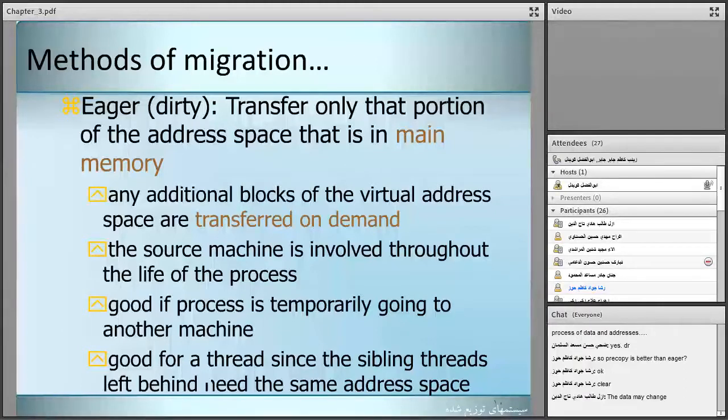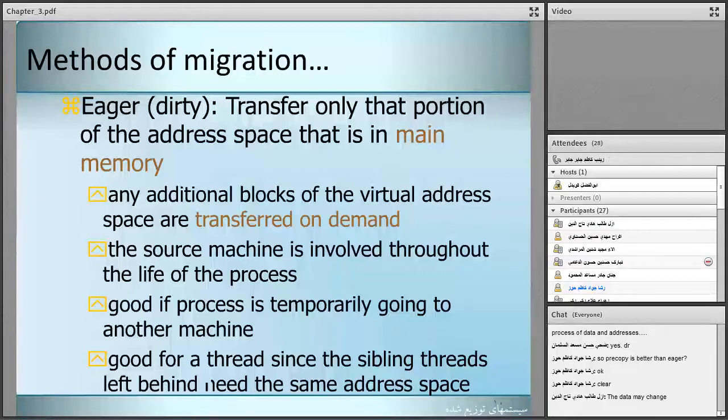In the previous method, pre-copy, we make a copy of all things of the process. All things, okay? But when I say all things, I exactly mean that all things, all data stored in main memory and on hard disk. You know, when a process is under execution, its data may be in main memory or maybe on hard disk. So in the previous method, we transfer all the data, both those data which is in main memory and those data which is stored on hard disk.